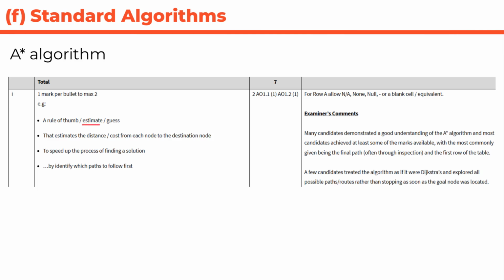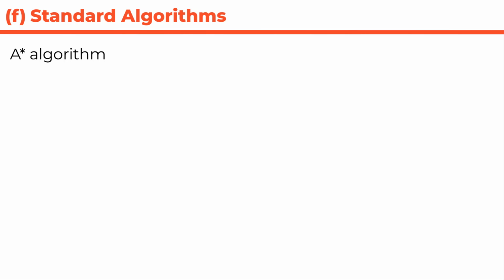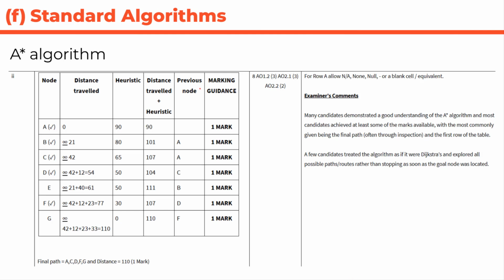I said estimate. I'll take that, thank you. I said guess. I'll take that. I said this as well. Estimates the distance or cost from each node to the destination node. I didn't say this. But I got 2 marks in that question, so well done to me. And what about this one? A, C, D, F, G. I got that, and I got 110. And they all look correct to me. You see how E doesn't have a tick because I didn't visit it?